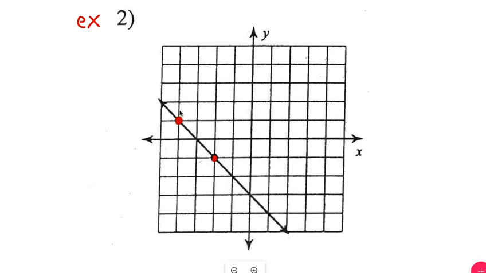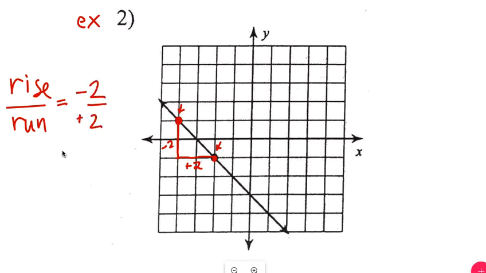So to get from this point to this point, I'm going to rise -2 because I'm going down 2 units. And when I run 2, because I'm going to the right, it's +2. So my rise over run is -2 over +2. If I simplify, 2 over 2 is 1. A negative divided by a positive is negative. So my slope is -1.